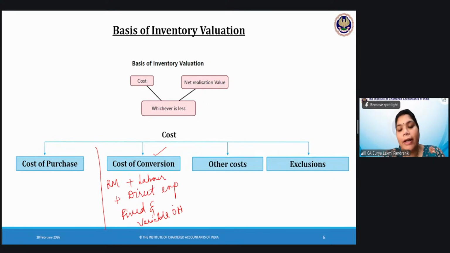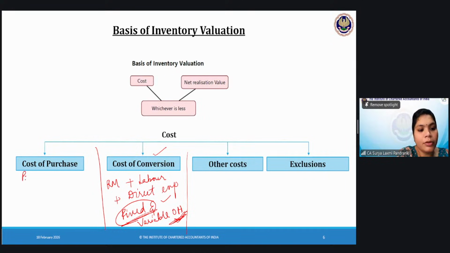Suppose there is rent of a building. Whether you do the production or not, you still have to pay the rent. That is a fixed overhead. But what is a variable overhead? Suppose you have this production of a raw material, you're using a machinery. That machinery is costing you 10 rupees per hour. Now, if you are running that machine only, that 10 rupees is incurred. Otherwise, no. That is called variable overhead. So if you're doing the production, this cost is incurred. If you're doing the production or not, still if it is incurred, then that is fixed overhead. So all these are included in your conversion.